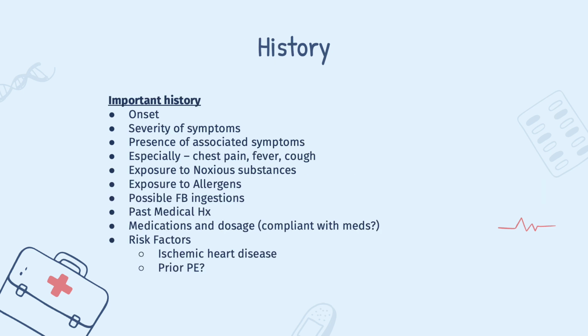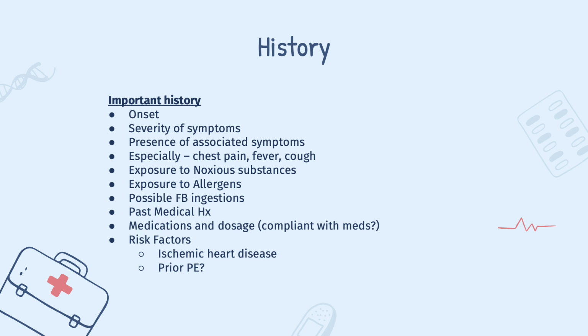So taking a history with patients of shortness of breath. Really important questions, if we can get this information directly from our patient or the patient's family or friends, is having a good understanding about the onset of the shortness of breath. Is this an acute exacerbation, or is this a chronic ongoing thing? The severity, presence of associated symptoms, especially focus on any chest pain, fever, or cough.